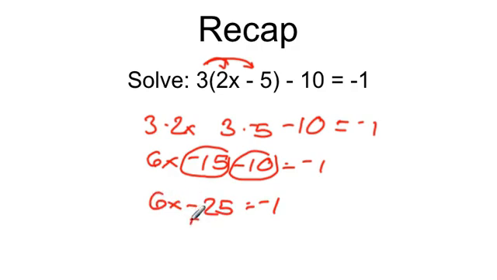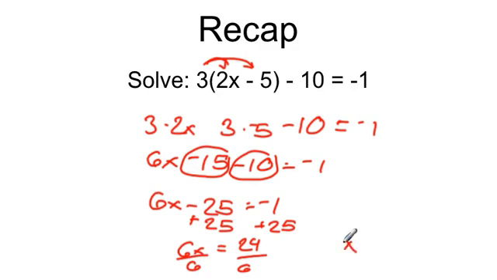Now it's a 2-step equation. Undo our addition or subtraction first, so undo the subtraction in this case. And I get 6x equals 24. Now to undo the multiplication, I would divide, and I'm left with a final result of x being 4. And of course I can always substitute that back in and check to see if I was correct.